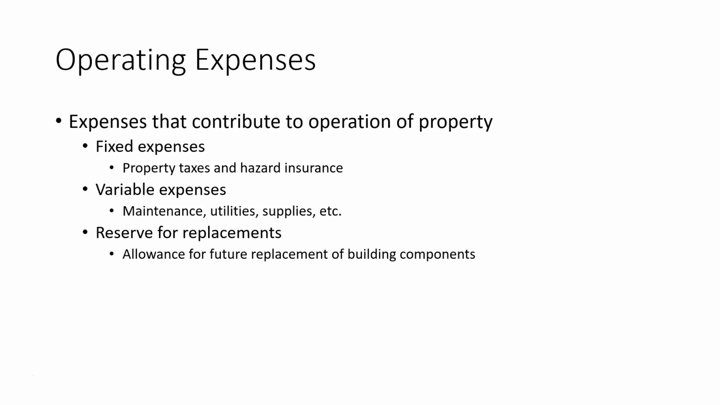Our operating expenses are usually divided between fixed and variable, like property taxes and hazard insurance, and maintenance, utilities, supplies, which does vary according to the amount of use and the amount of tenants we have. And reserve for replacements allow us for future replacements of building components.